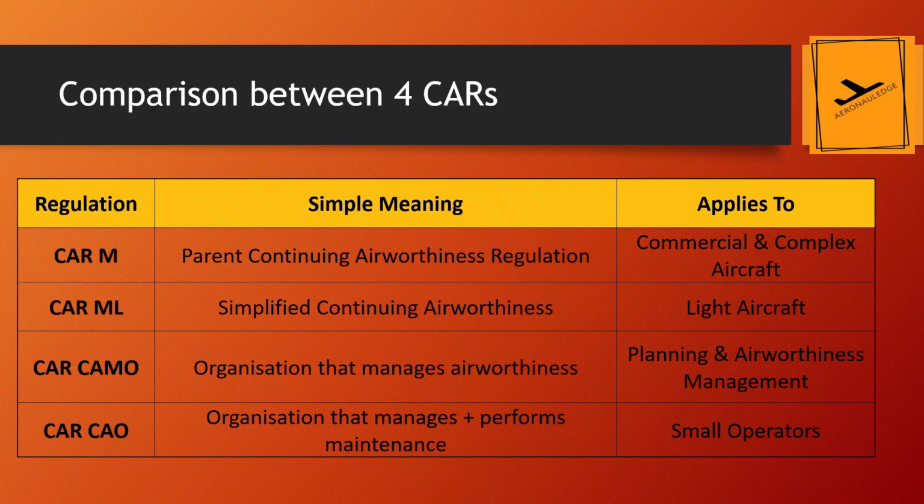Remember this one sentence: CAR M and CAR ML tell you what requirements apply, while CAMO and CAO define what type of organization is responsible for managing those requirements.